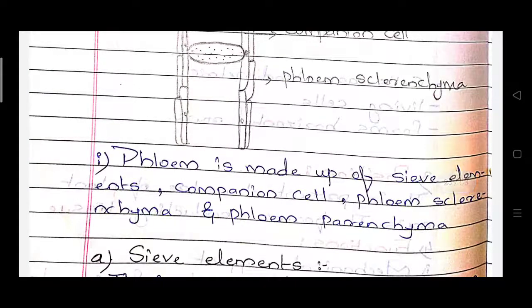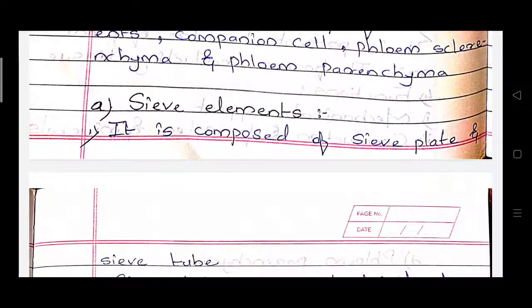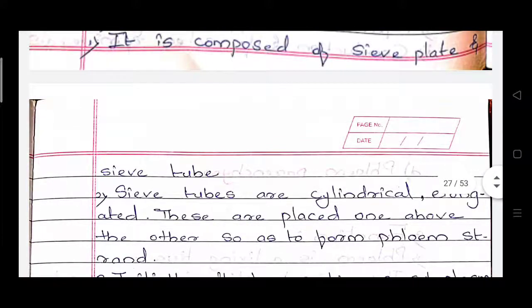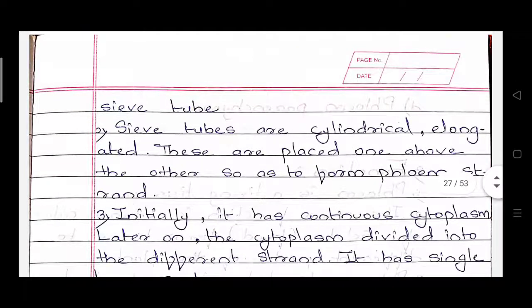Mostly the phloem is made up of the sieve element, then companion cell, phloem sclerenchyma and phloem parenchyma. So let's discuss. First one is the sieve element. Sieve element is nothing but the composition of the sieve plate and sieve tubes. These sieve tubes are cylindrical and elongated in shape. They are placed one above the other so they can form the phloem strands.